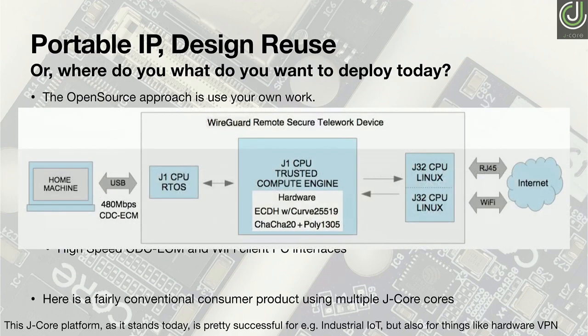So this is basically the architecture. Over here, Linux is running on two J32 CPUs. And then in the center, completely separated by mailboxes, is a trusted compute engine with a J1 and hardware ECDSA and ChaCha20-Poly1305 hardware accelerator for cryptography. And then on the USB side, a J1 CPU talking to USB as an RTOS. So all in one small board.